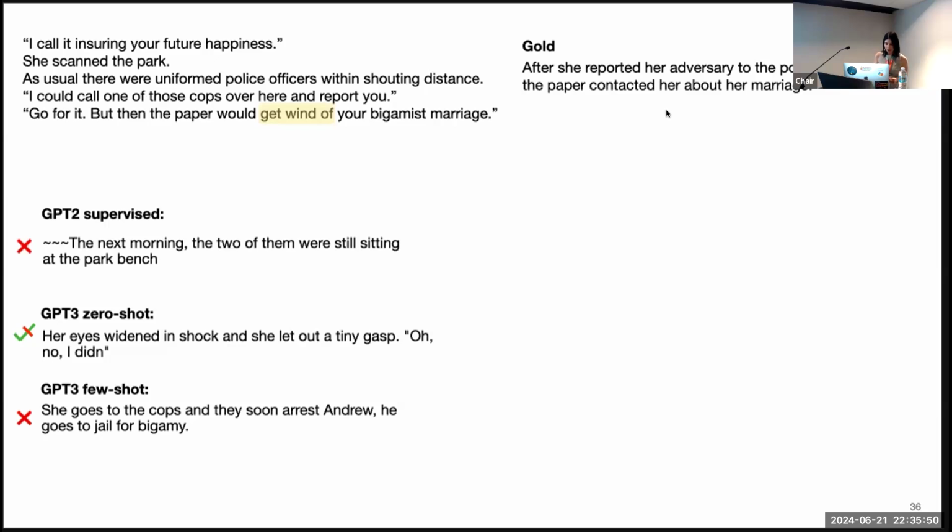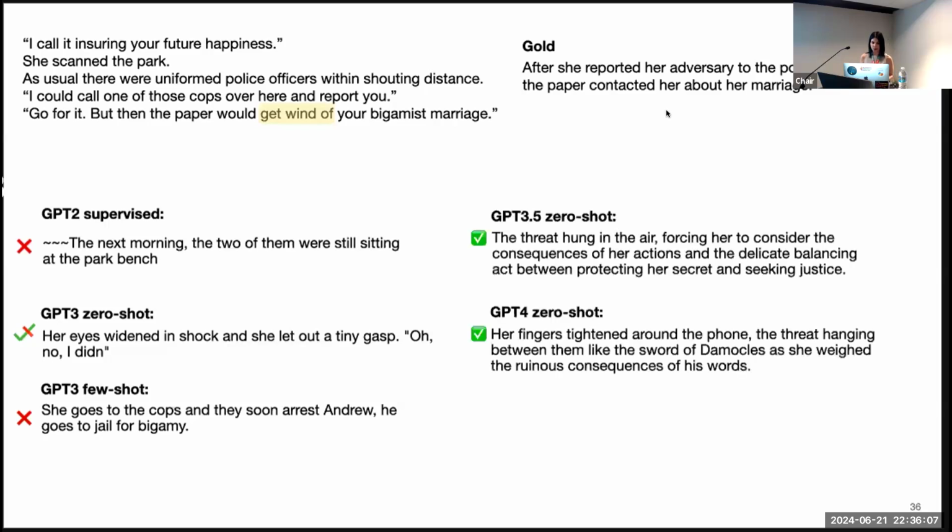And then GPT-3 zero shot generated: "She goes to the cops and they soon arrest Andrew. He goes to jail for bigamy." So that's a classic, at least old, language model behavior of confusing two characters. Not sure about how the newer models do in that aspect. So let's look at the outputs from the newer models.